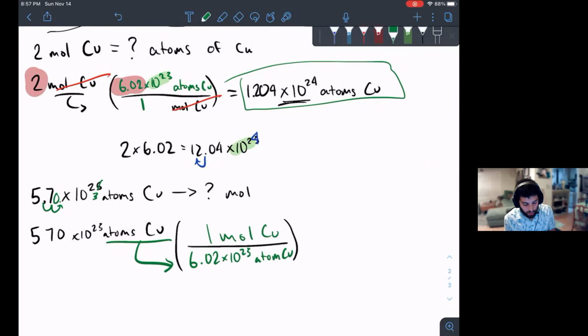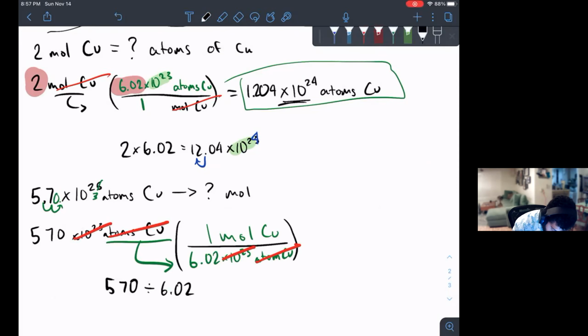And one of the beauties about these problems is nobody likes dealing with exponents. So while atoms and atoms cancel out, 10 to the 23rd also cancels out with 10 to the 23rd. So my math here really just becomes 570 divided by 6.02. I can do that pretty quick on my calculator, not that quick, but I get 94.7 moles Cu.